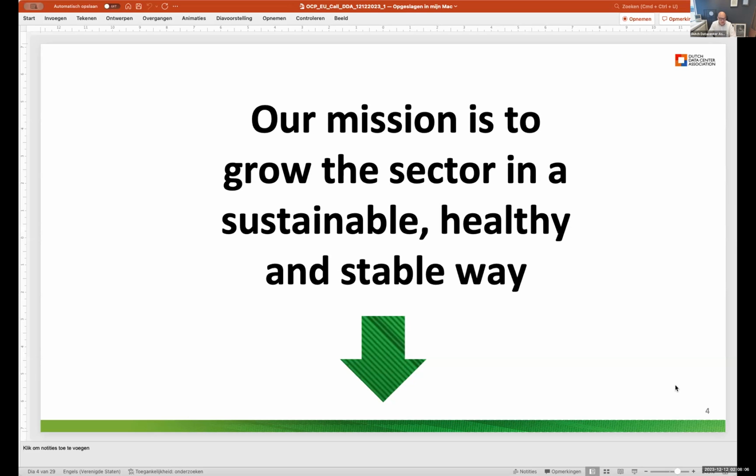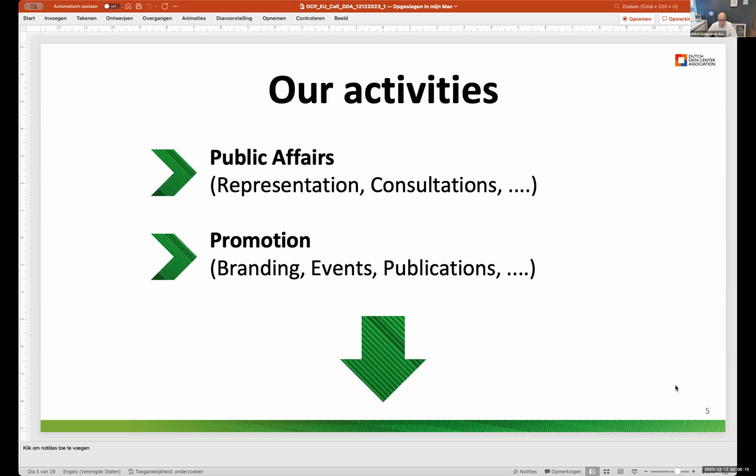Our mission is to grow the sector in a sustainable, healthy, and stable way. So that's what we do, and we are counterparts for governments, but also the general public. Public affairs and promotion is what we do. In terms of promotion, we also have a lot of events. Kickstart Europe is the second largest event in Europe on investments and strategy for the data center industry, in Amsterdam, in February, with close to 2,000 people coming there.